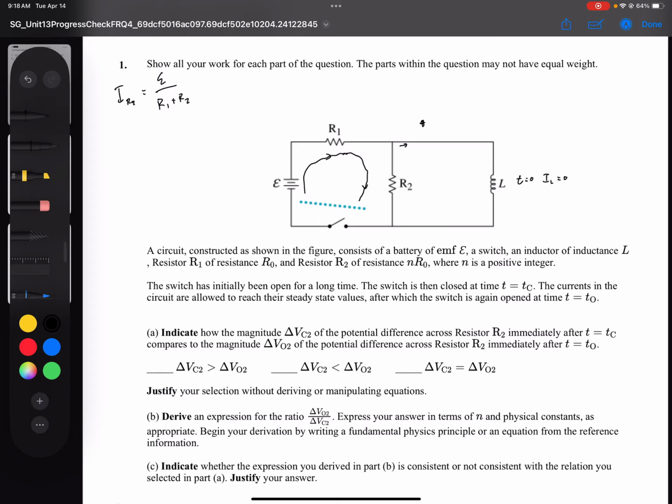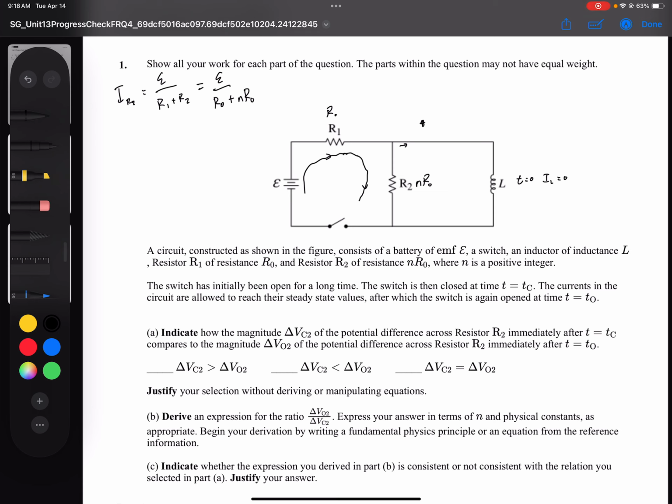So this is going to be the current through resistor 2. And they also write out that the expressions are: resistor 1 is equal to R naught, and resistor 2 is going to be greater than resistor 1, labeled as N R naught. So here I have epsilon over R naught plus N R naught. Now the switch is closed.